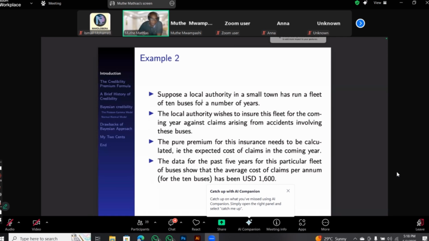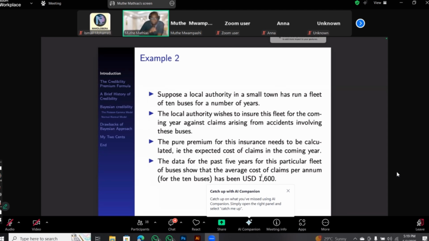So now suppose you have this local authority which I want to ensure their buses. So we need to estimate the pure premium. The data for the past 5 years for this particular fleet of buses show that the average cost of claims per annum for the 10 buses has been this one here, right?